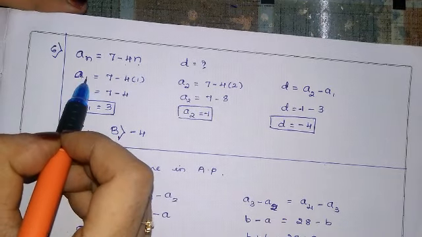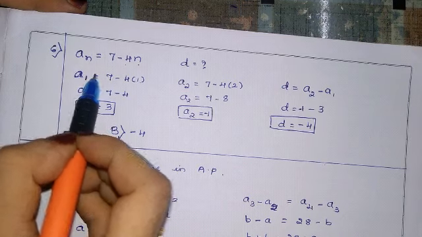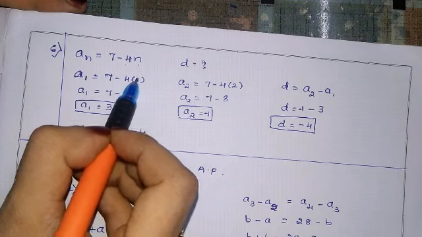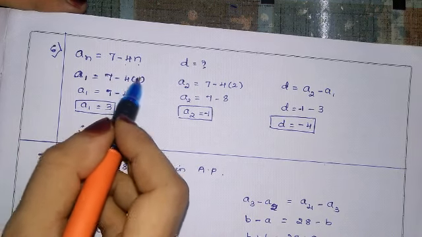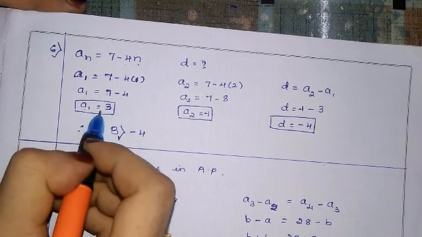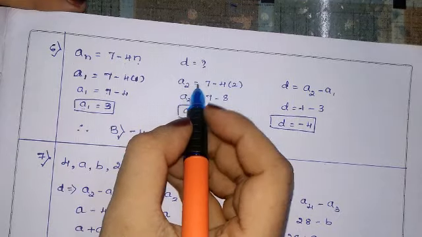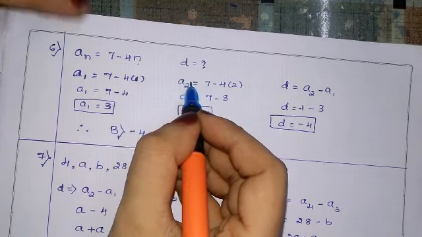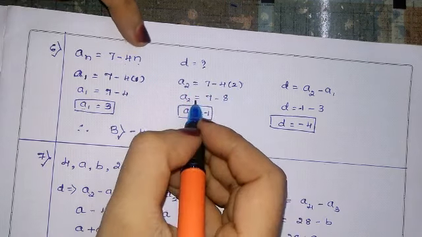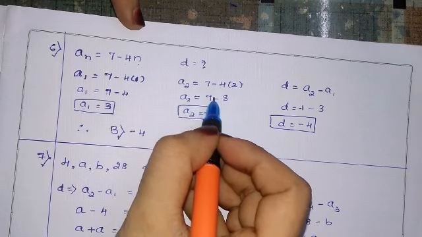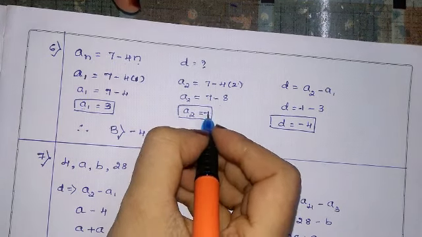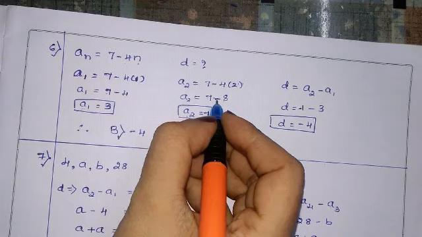First we will find the first term, A1. In N place we will write 1. A1 is equals to 7 minus 4 into 1. 7 minus 4 is 3. So here we got the first term A1 as 3. Let us see A2. A2 is equals to 7 minus 4 into 2. A2 is equals to 7 minus 8. A2 is equals to minus 1 we got, because the greater number has the negative sign.